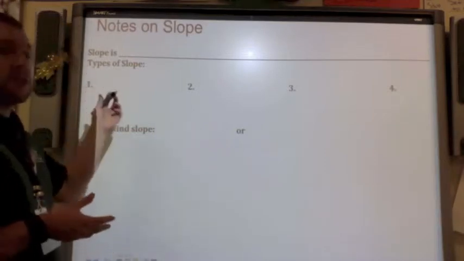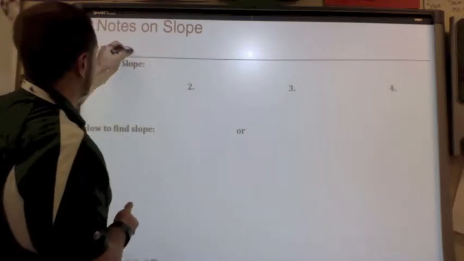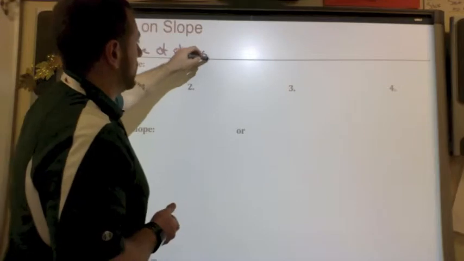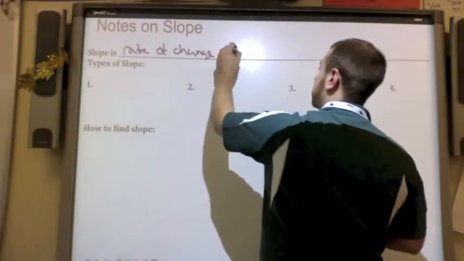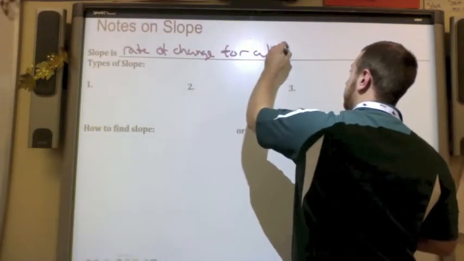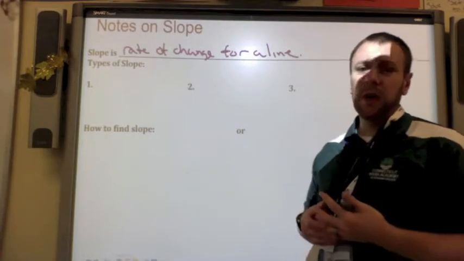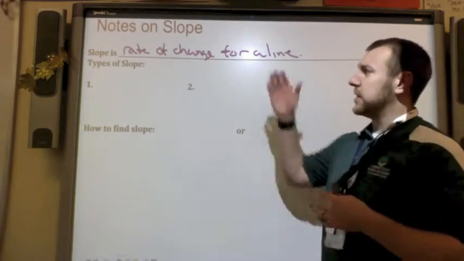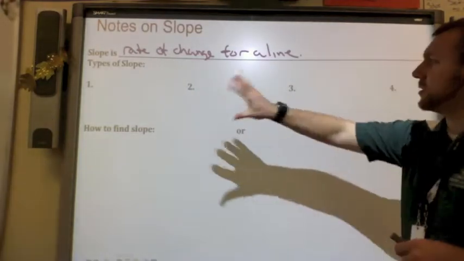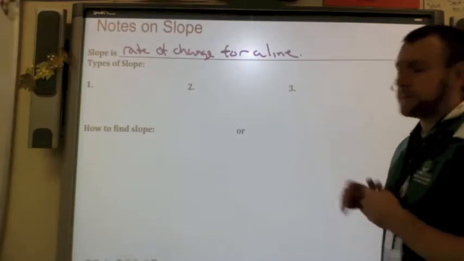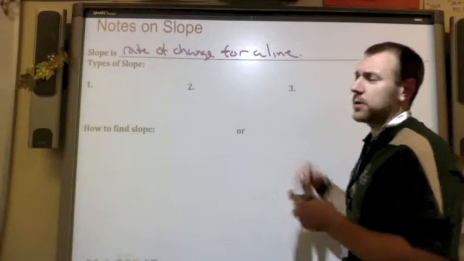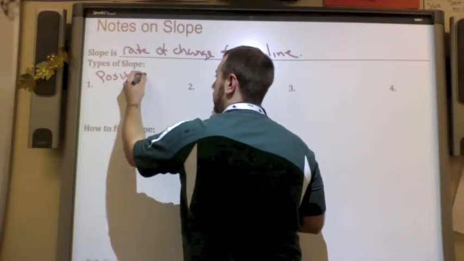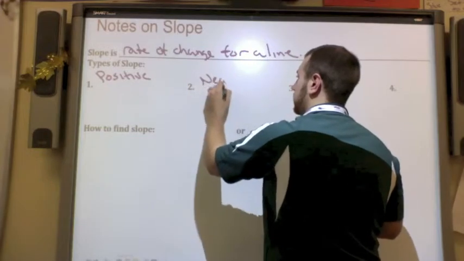So slope is the rate of change for a line. So whenever you hear the word rate of change, it's just another way of saying slope. So there's 4 different types of slope. The 2 basic ones are positive and negative slopes.